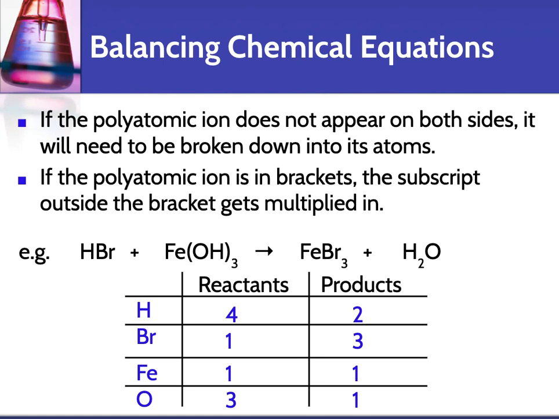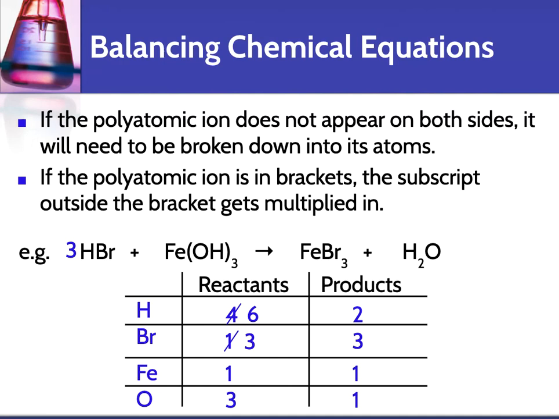And we're going to leave the hydrogen for now, just because it exists in 2 different molecules, and so it's a little more complicated. So let's start with bromine. We're going to balance bromine by putting a 3 in front of HBr. So now we have 3 bromine on each side. That's also changed our hydrogen. So now we have 6 hydrogen on the reactant side and 2 on the product side.